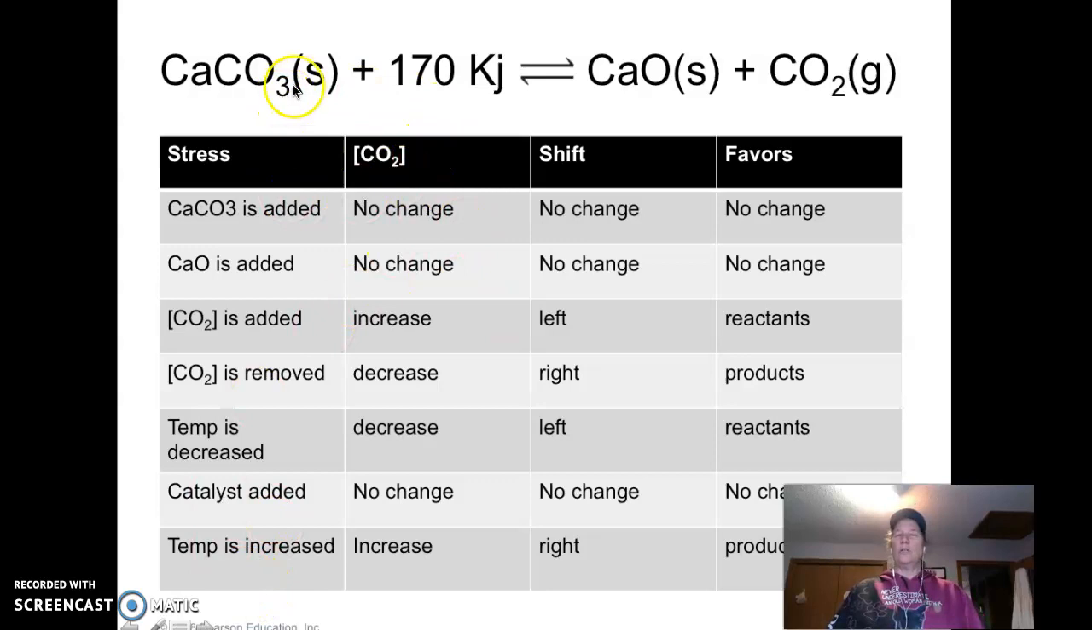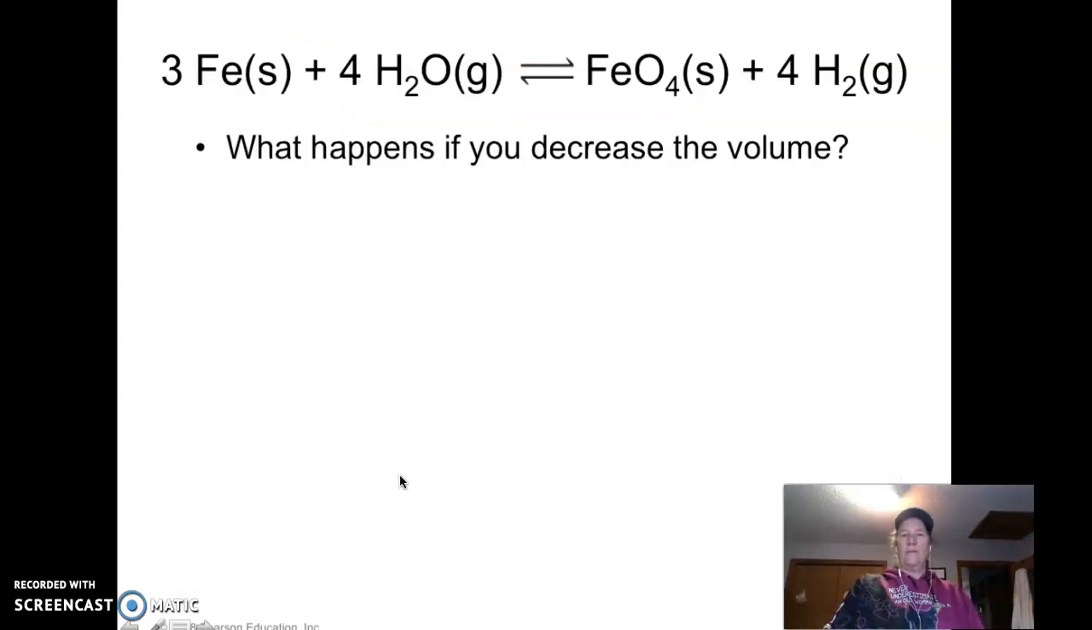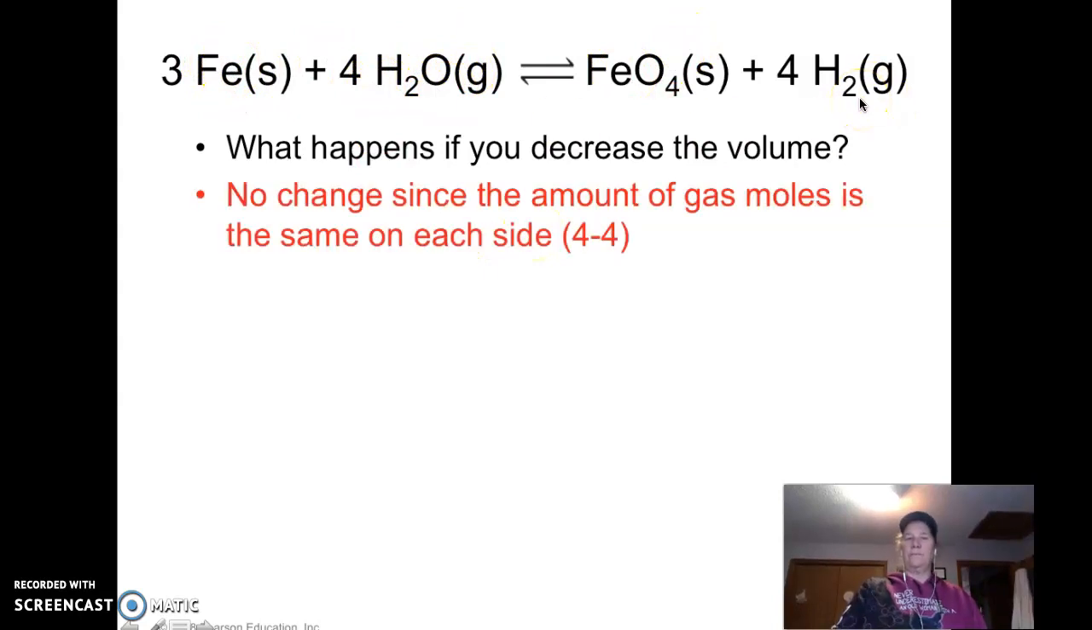So here again shows you, if you have solids or liquids, you can change them all you want. It won't affect equilibrium. Okay, and here's another one. Again, we've got a solid here and a solid here. So all I'm looking at is this one and this one. There's not going to be a change if I add pressure or volume. It's not going to be changed because look, I've got 4 moles here and I've got 4 moles here. It doesn't matter the solid.